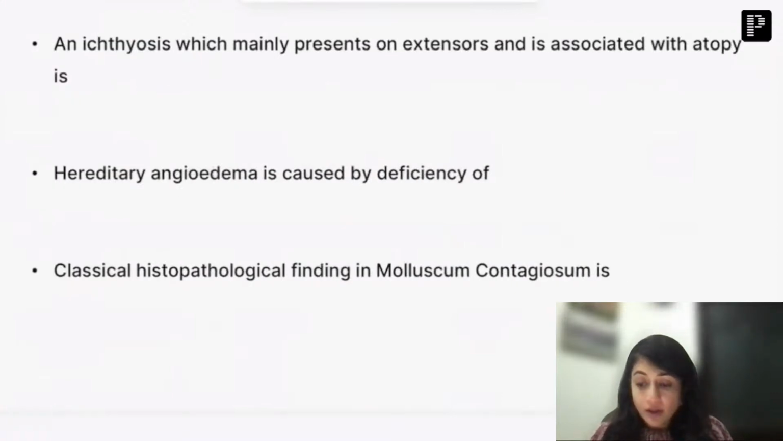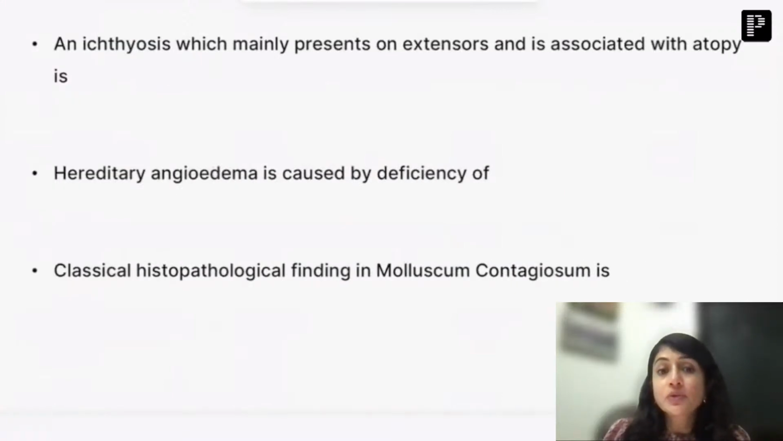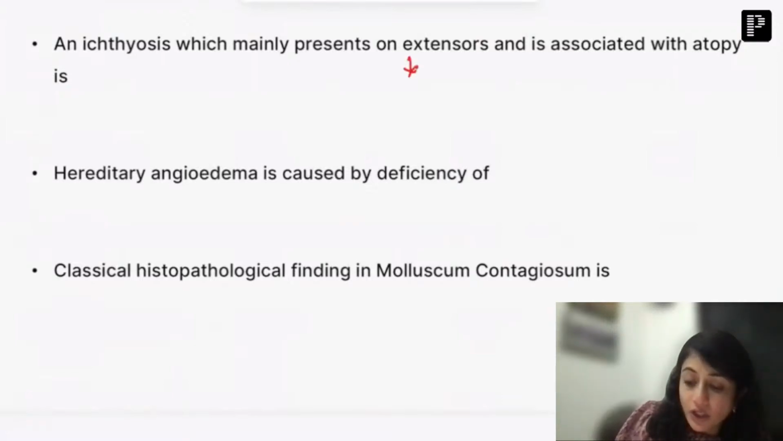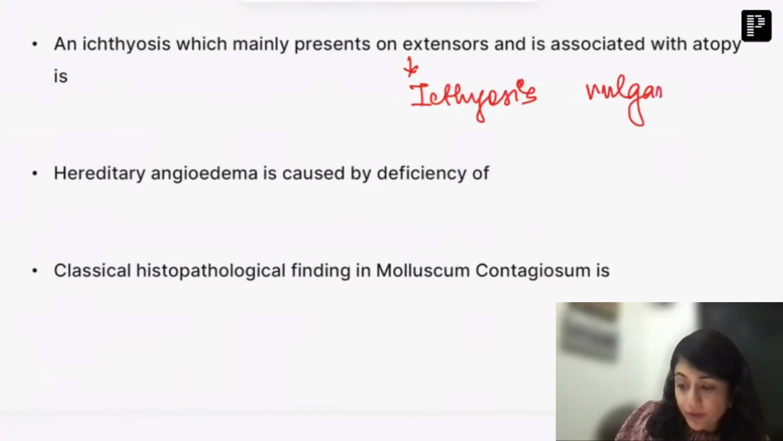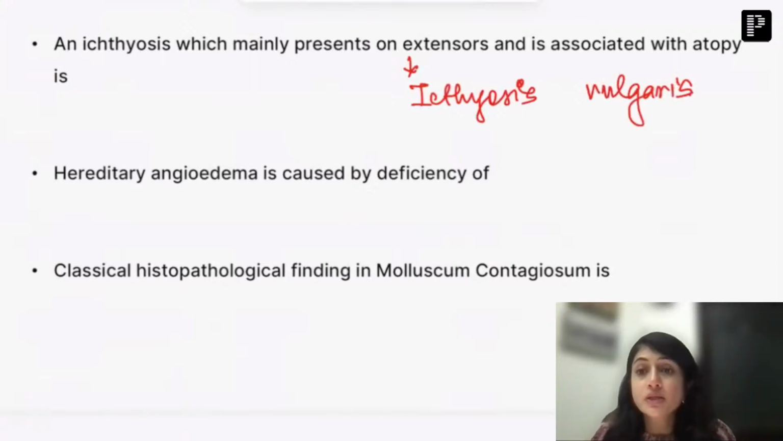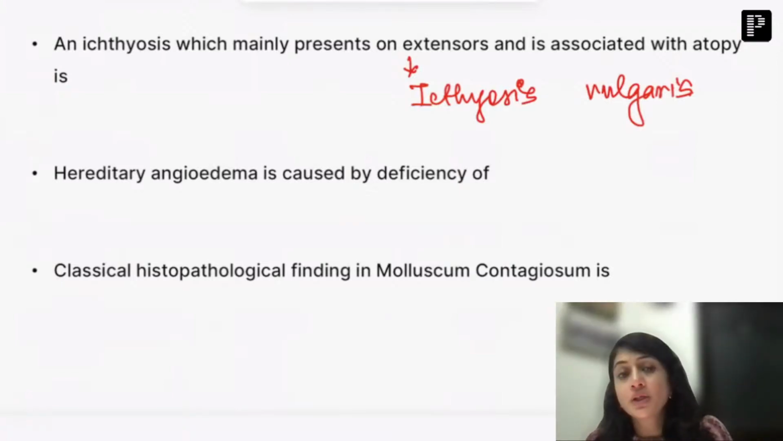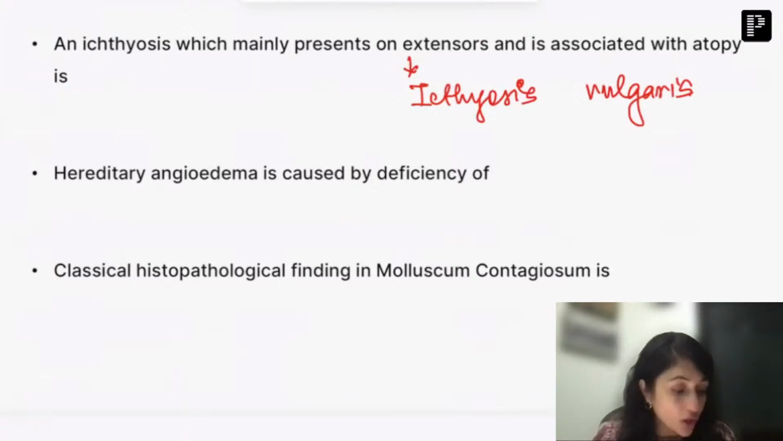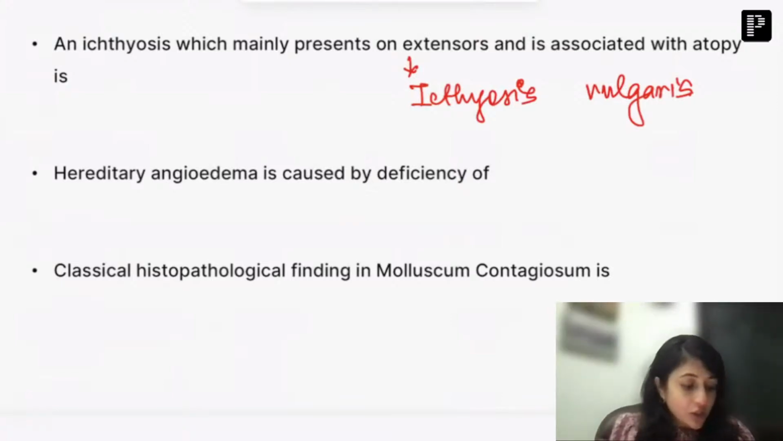Great. Okay, and ichthyosis, which mainly presents on extensors and is associated with atopy. This is ichthyosis vulgaris. Right, the commonest type of ichthyosis mainly presents on extensors and is associated with atopy. What is hereditary angioedema caused by? Deficiency of what? And what is the classical histopath feature that you see in molluscum contagiosum?